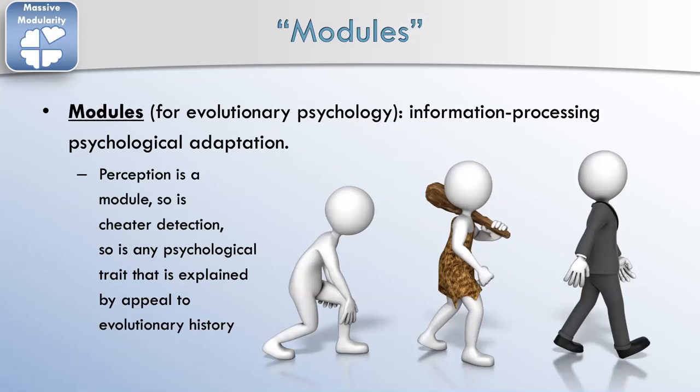So modules here is not what we meant in Fodor's view. Fodor's modules were very informationally encapsulated systems. Here, they're going to be much more general. This is information processing psychological adaptations. Adaptations I'll clarify in the next video, but that's essentially what happens after evolution by natural selection. The idea is perception is a module, sure, along with Fodor, but so is cheater detection, or any psychological traits that our ancestors would have been selected for through evolution by natural selection.